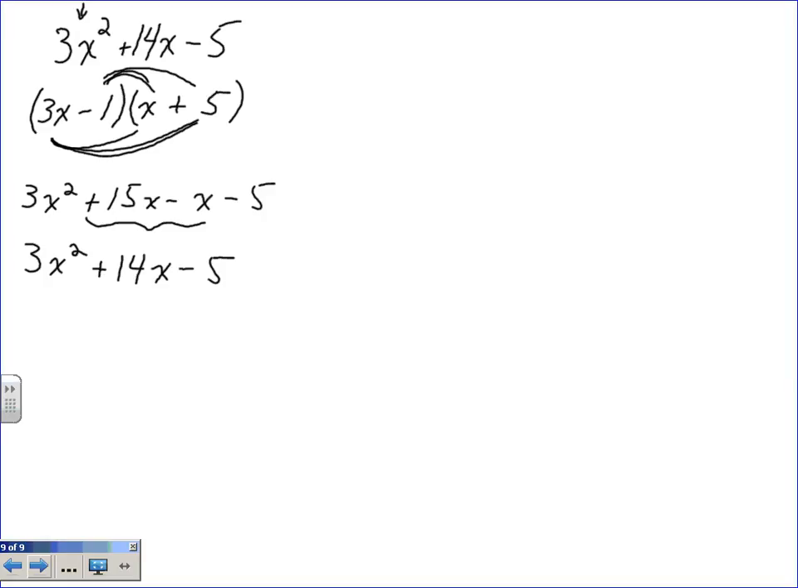So I've factored it the correct way. And so the correct factor there is 3x minus 1 times x plus 5. Okay, the method, again, is guess and check. Now, if this were equal to 0, then we just solve those two little equations.